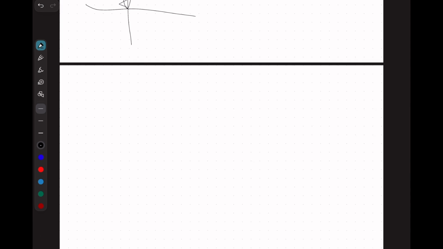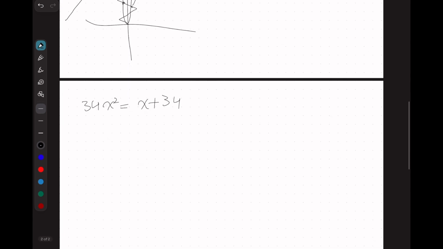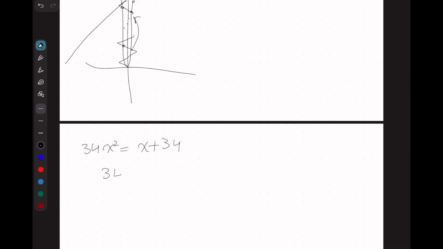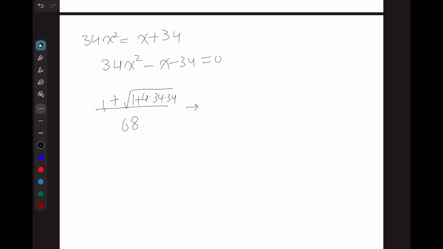So the last point is the intersection between 34x squared and x plus 34. It's x plus 34 because it's at a 45 degree top right angle. And this is 34x squared minus x minus 34 equals 0. So x equals (1 plus or minus the square root of 1 plus 4 times 34 times 34) over 68, and we take the plus since it should be positive. So it is (1 plus 5 square root of 185) over 68. So the answer is 259.